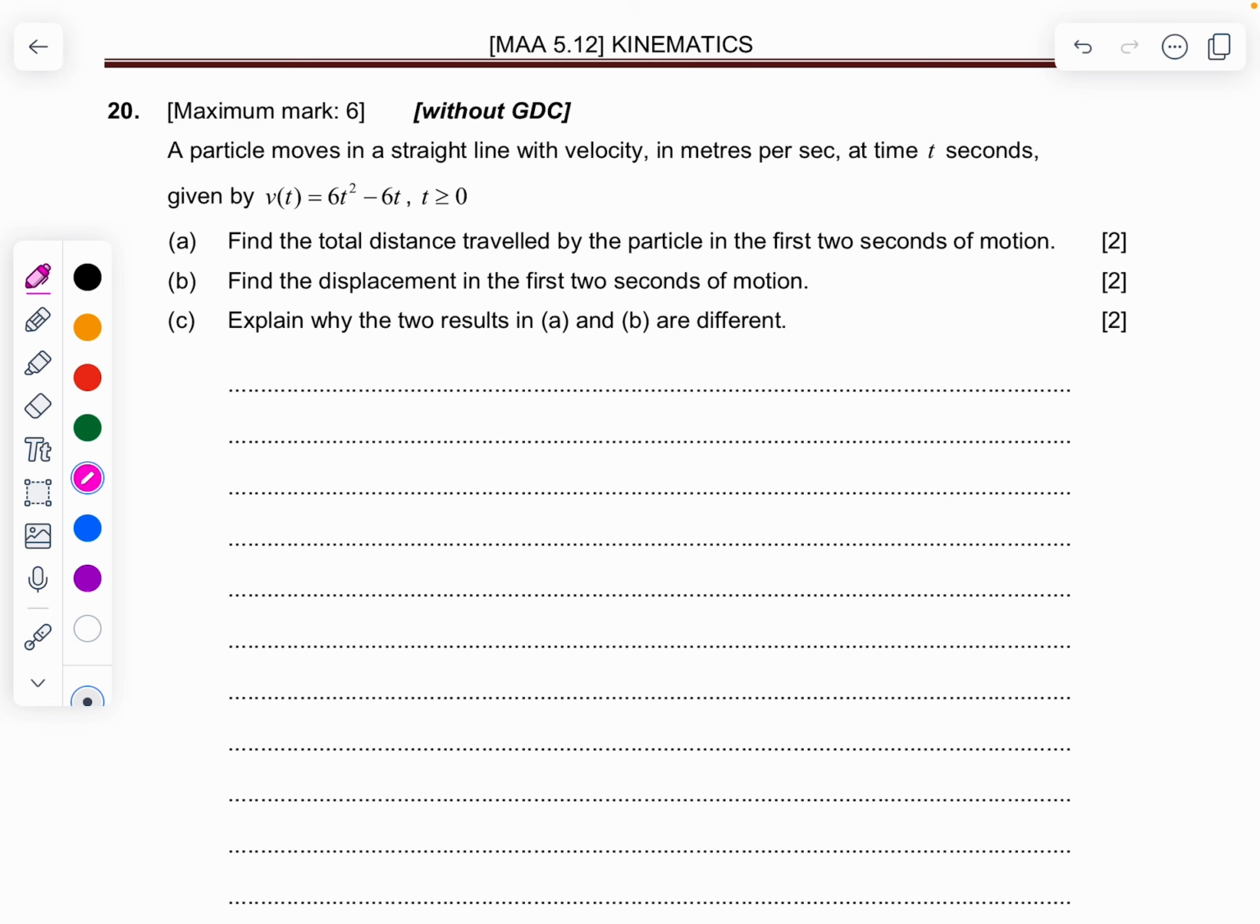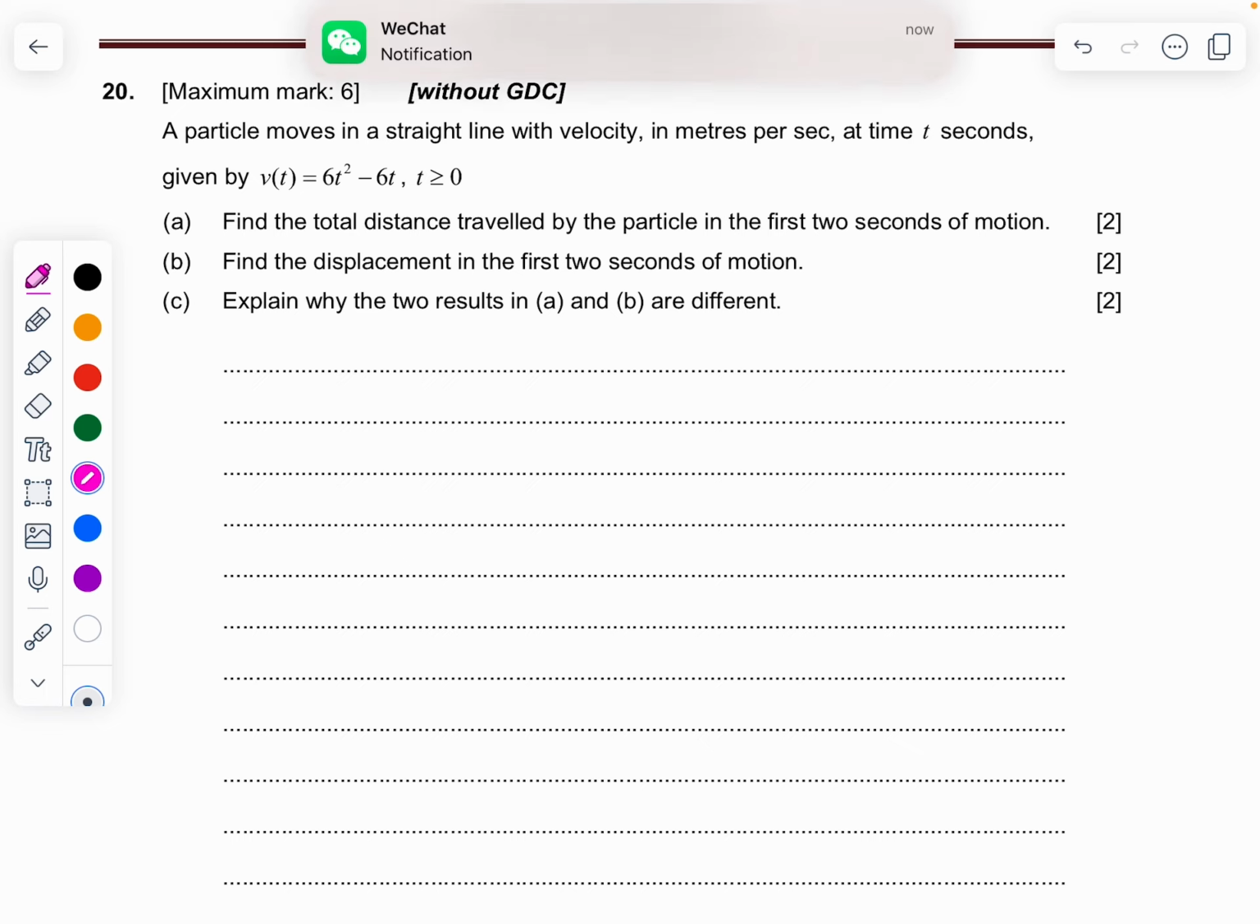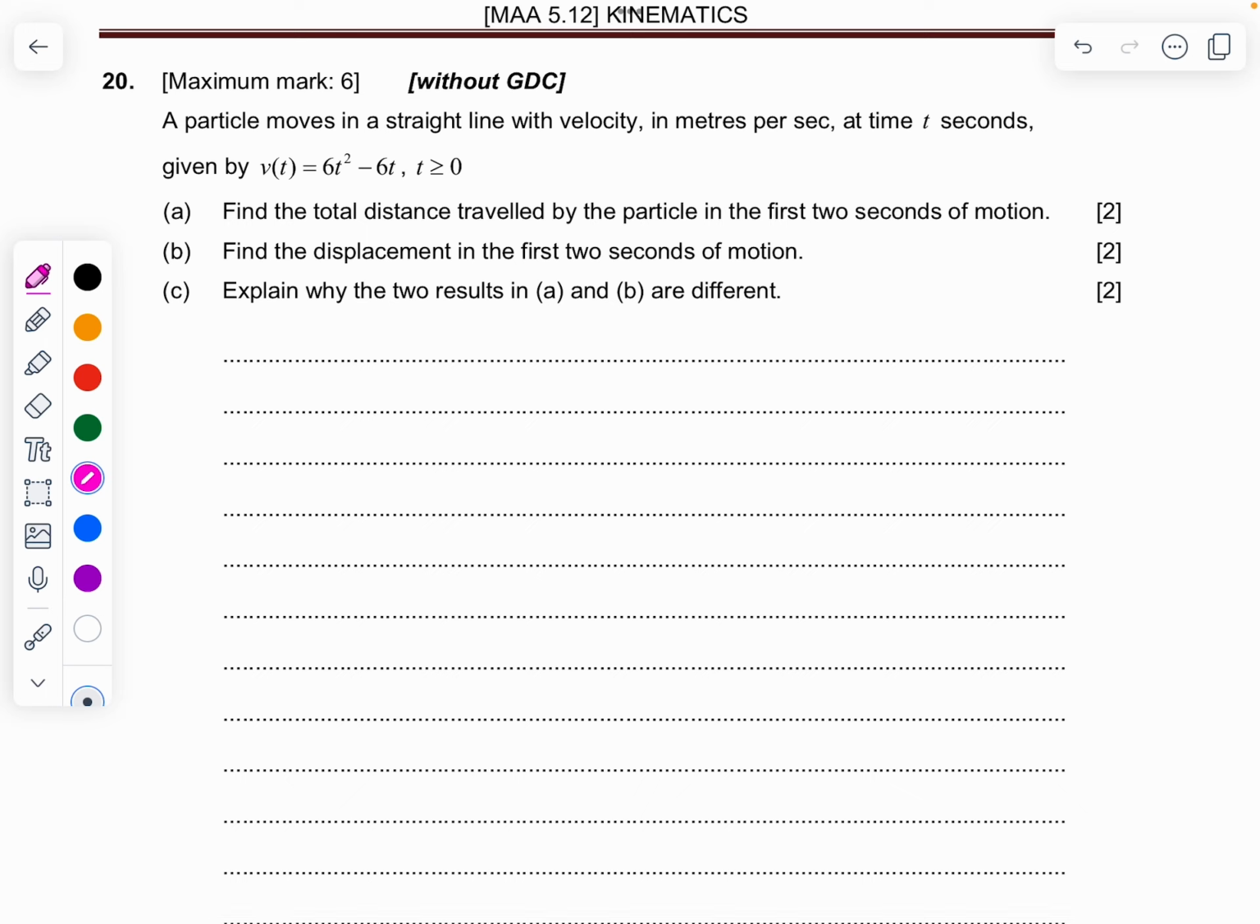Then question number 20. A particle moves in a straight line with a velocity in meters per second. Velocity is given. Find the total distance traveled in the first 2 seconds of the motion.